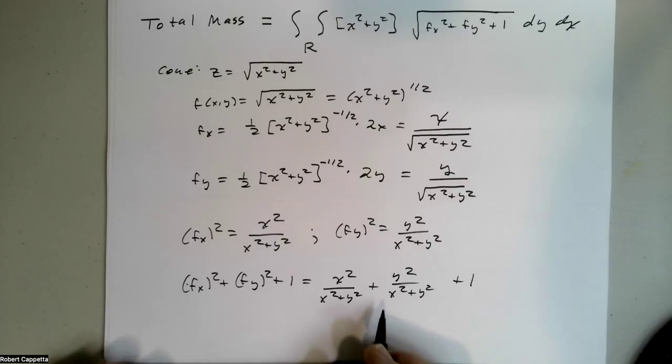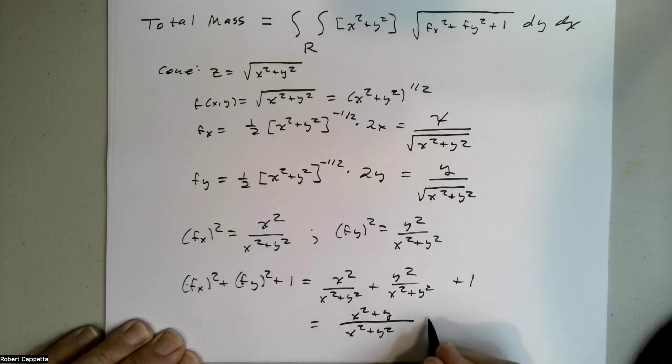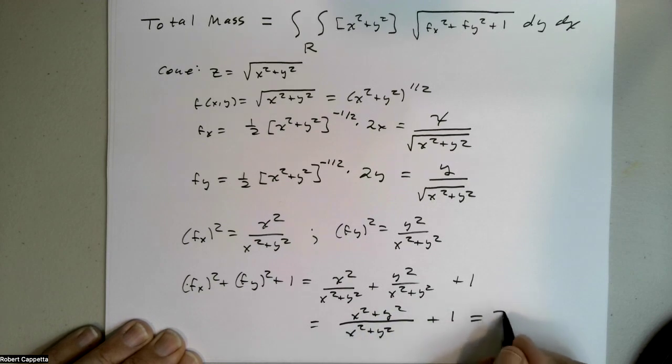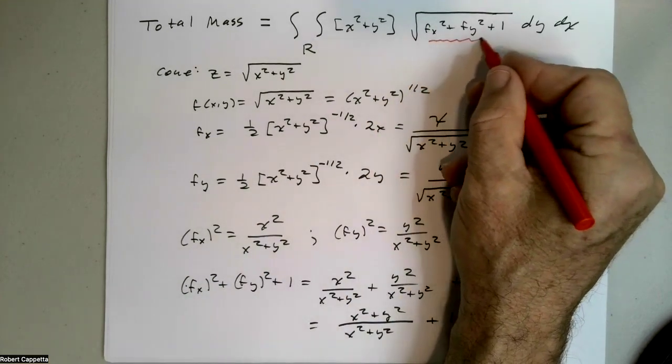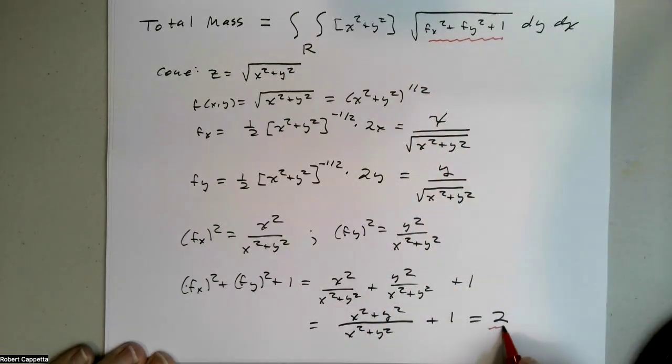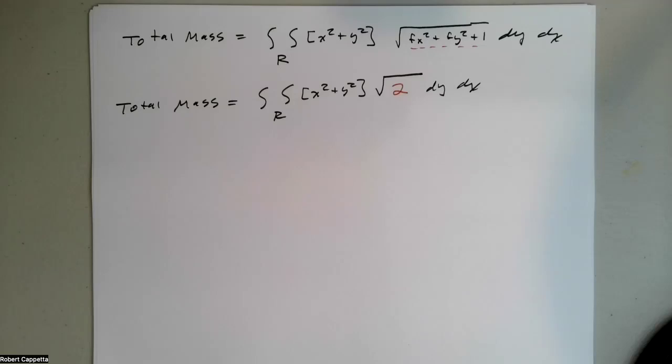We have a common denominator here of x squared plus y squared. And I have x squared plus y squared over x squared plus y squared plus 1, which of course just equals 2. So this thing up top, f sub x squared plus f sub y squared plus 1, is going to be replaced with 2. And my integral becomes the double integral over R of x squared plus y squared times the square root of 2 dy dx. Now I need to determine what R is going to be.